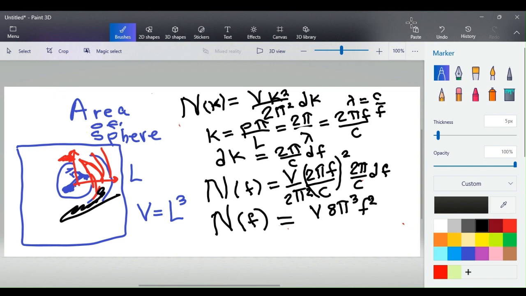And let's see what's in the bottom. I've still got the 2 pi squared. And then what do I have? Let's see, f squared. Okay, did I account for everything? 8 pi cubed f squared. Oh, I still need to keep my df on there. And a whopping c cubed. Boy, that's a huge number.